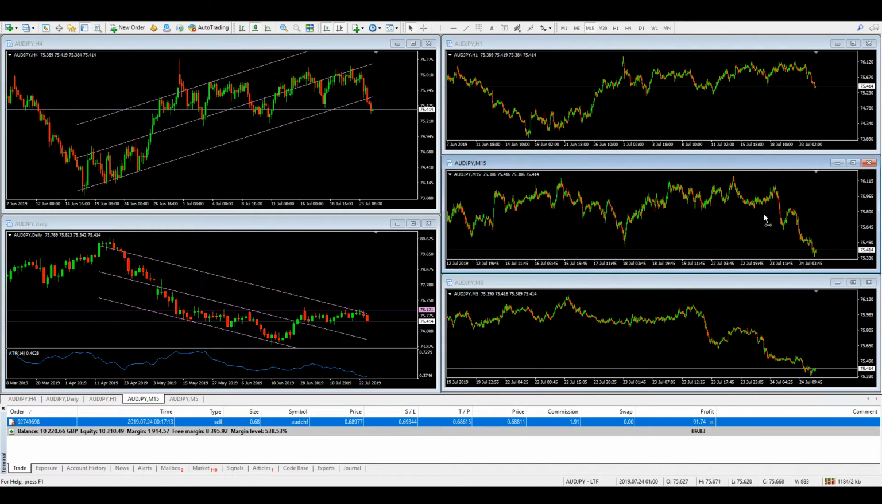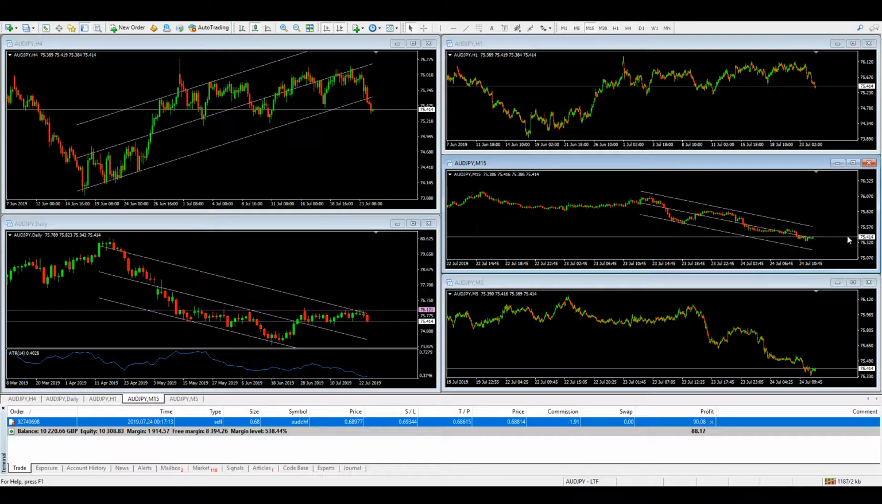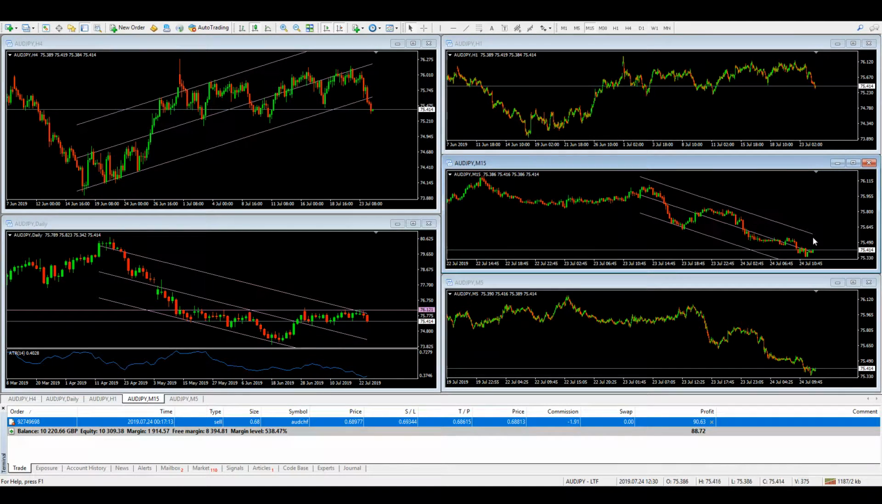What I would want to see on these lower time frames though is a bit more value for money, so for the price to pull back and find resistance maybe off of a standard deviation channel. So at the moment it's kind of at the average here, so for me this would be slightly too expensive. I'd want to see it pull back.